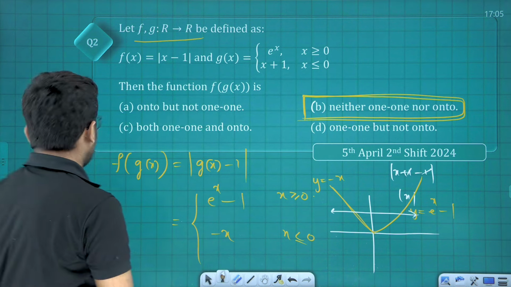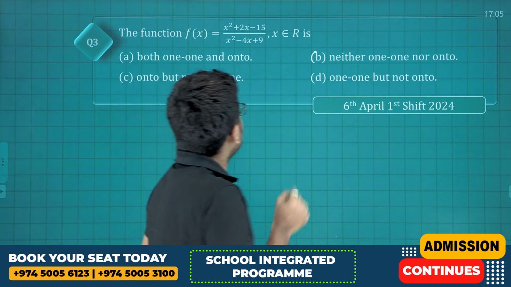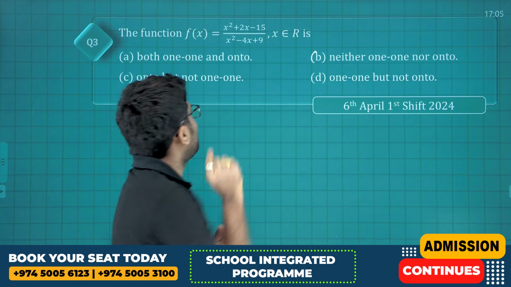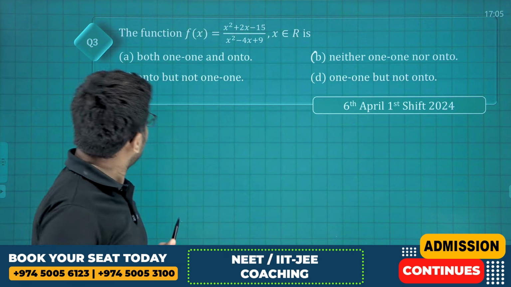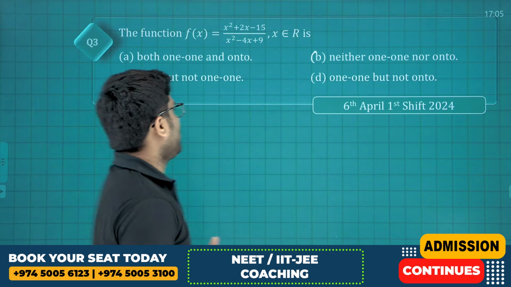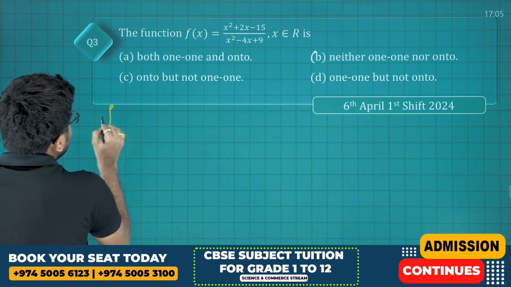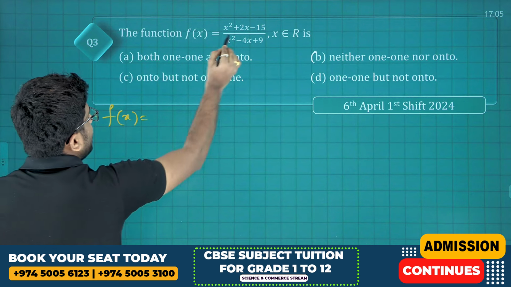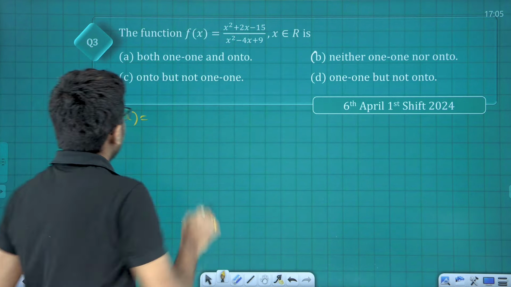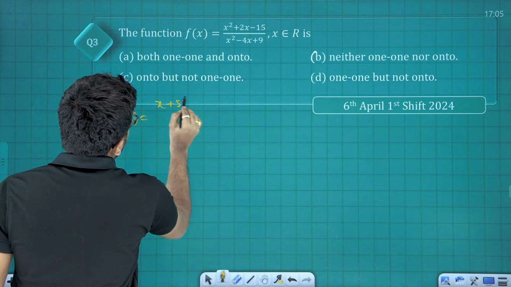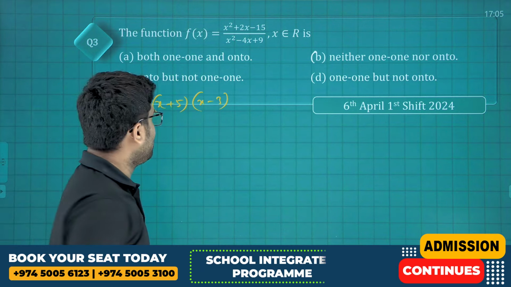Clear? Next question, friends. F of x is equal to x square plus 2x minus 15, x belongs to R, divided by something. Is it one-one and onto or not? Okay, let's see this, guys. Same story again almost. Now f of x is equal to x square plus 2x minus 15. This we can write as x plus 5 into x minus 3. We can factorize directly. Clear?